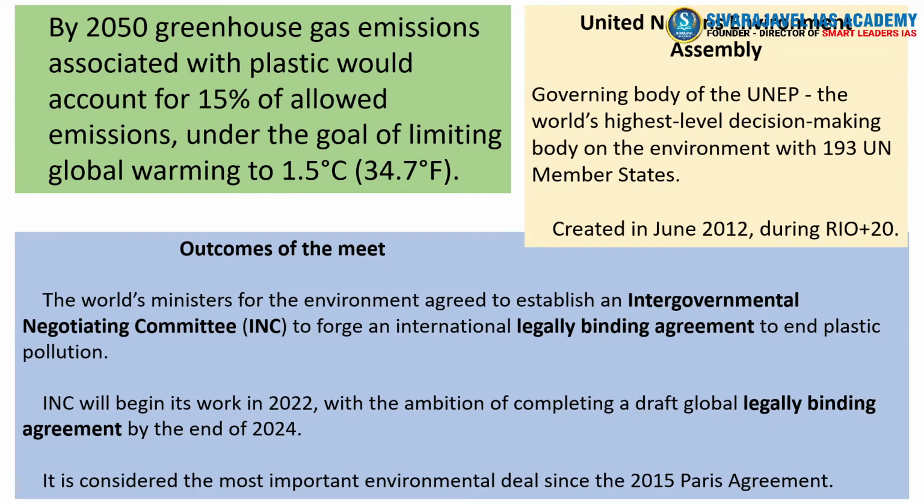And some important details about this: by 2050, the greenhouse gas emissions associated with plastic alone will be 15% of the allowed emissions. So what are these allowed emissions? They have fixed the emission. We have to control within that so that we don't let global warming go beyond 1.5 degrees Celsius. But if just plastic alone carries 15% within this limit, then what about us keeping ourselves within the allowed limit for emissions? It's too difficult. So we have to control plastics.